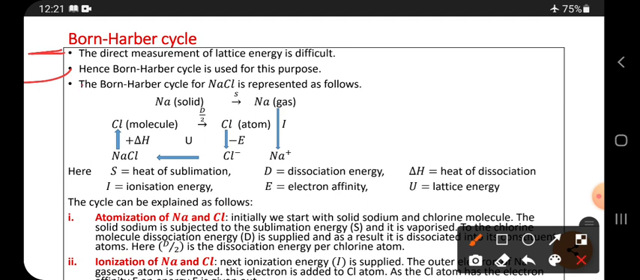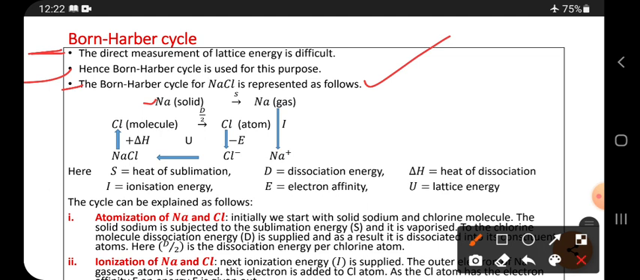First, see here the Born-Haber cycle for sodium chloride, represented as follows. For sodium chloride, they have given and also calculated the energy for this, and how they calculated it, let me explain briefly.